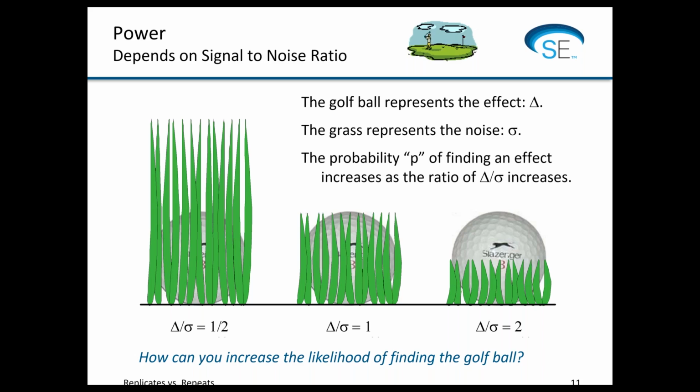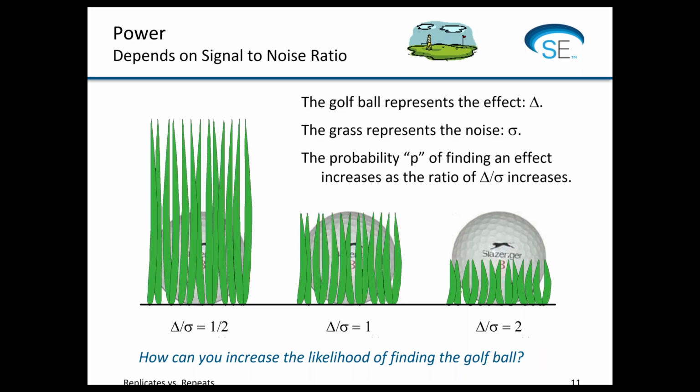Now we have a certain level of noise in the experiment. That's represented by the grass here. Now the noise we can do something about. The effect's set once we pick the factor levels. It doesn't matter how many times I repeat the experiment, the size of the effect is set. It's golf ball size. But I can do something about the noise. The more times I do the experiment, the shorter I can cut the grass.